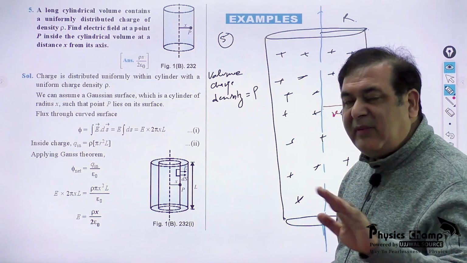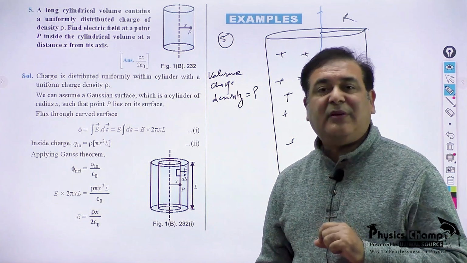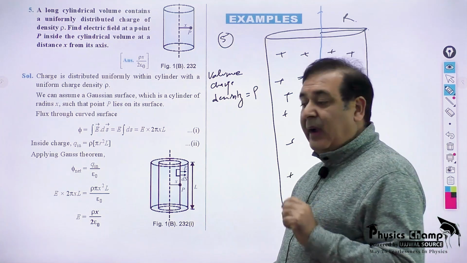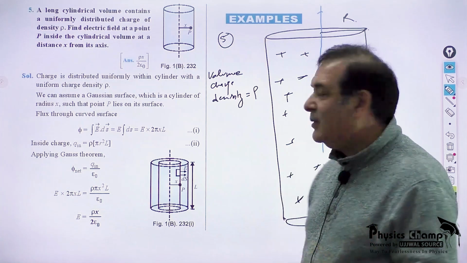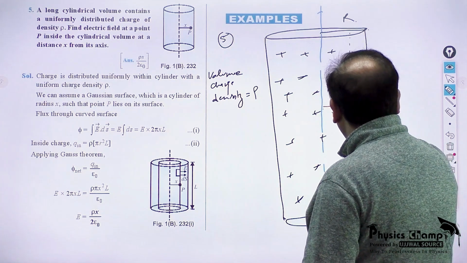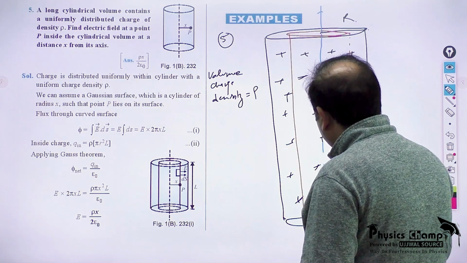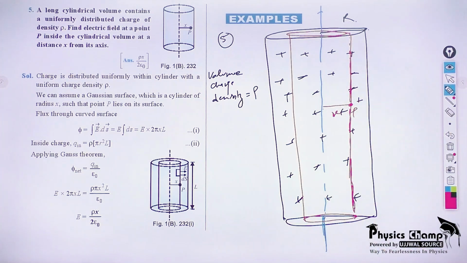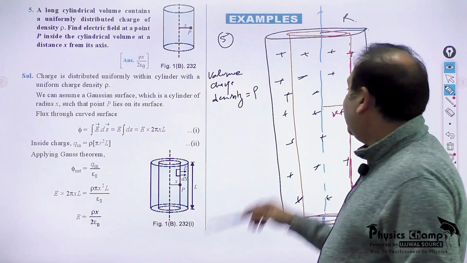So we follow those basic steps of Gauss theorem application. Step 1. Assume a Gaussian surface such that point P lies on it, and preferably the shape of the Gaussian surface should be same as that of the source charge. So I assume here a Gaussian surface which is a cylinder of radius x. Point P lies on it. It has the radius x only.